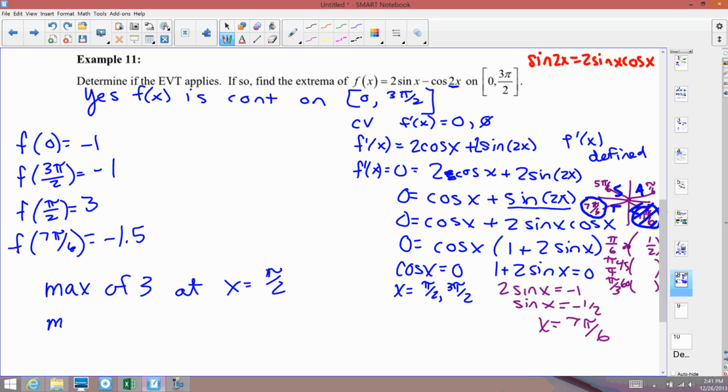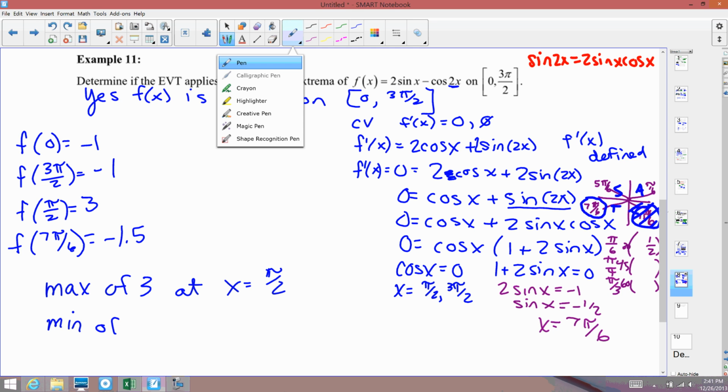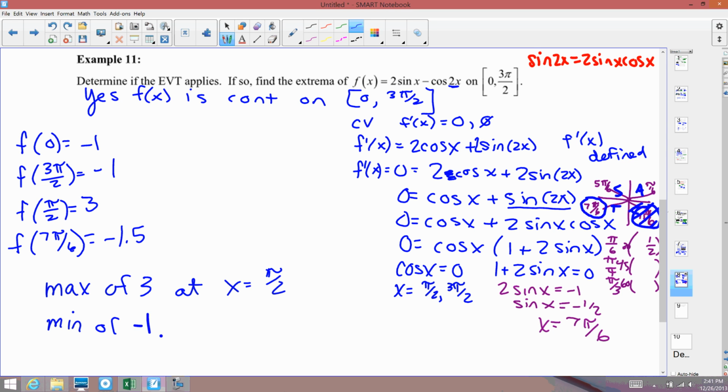And the lowest value we have is a minimum of -1.5. Okay, well, I can't write right now, but you can still listen. I have a minimum value of -1.5 at x equals 7/6 pi. So that's my absolute minimum.